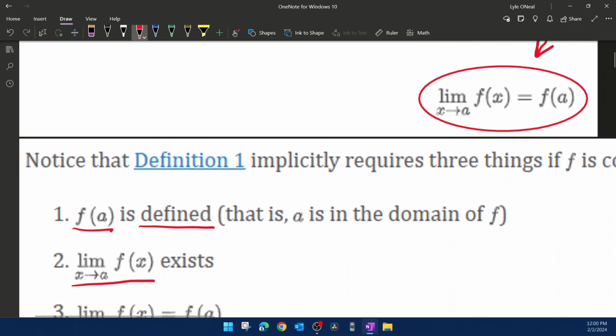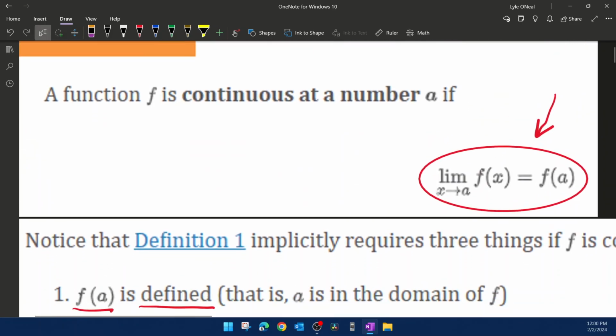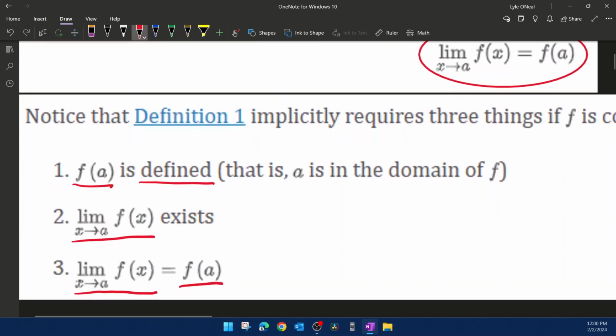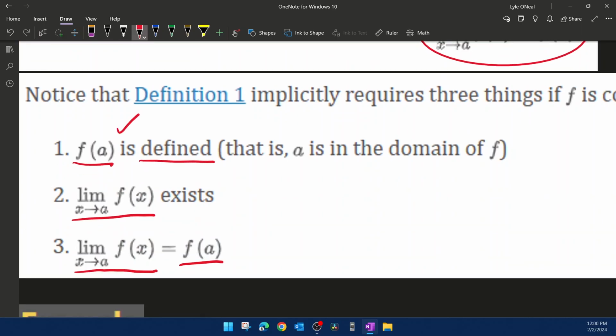So the definition of continuity, in order for a function to be continuous at a number a: not only does the function have to be defined at a, not only does the limit have to exist as x approaches a, but they have to be identical. The limit of the function as x approaches a must equal the function value at a.